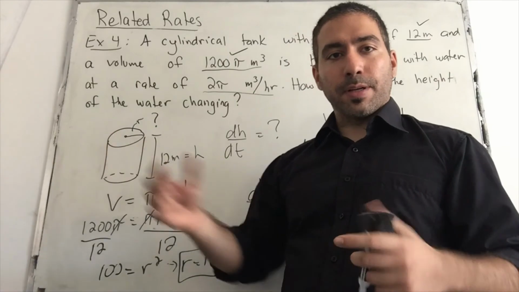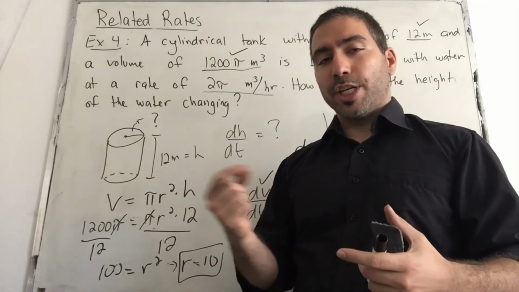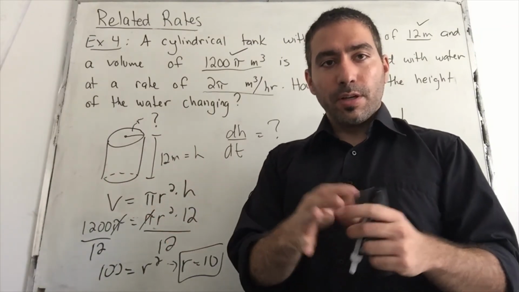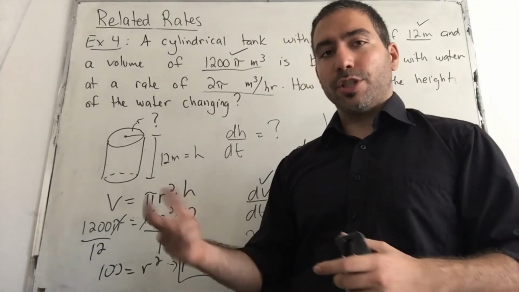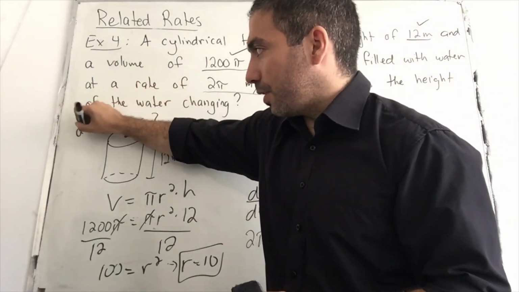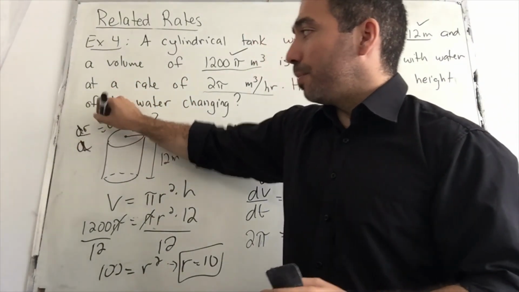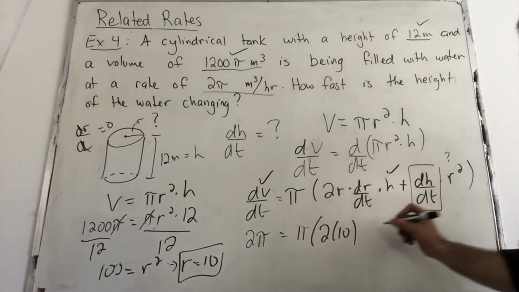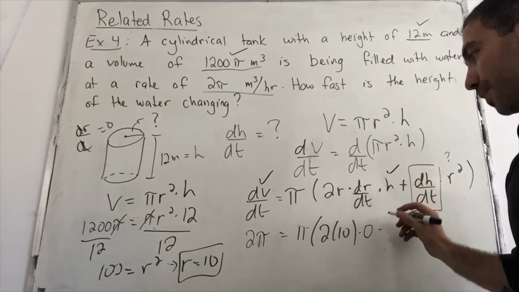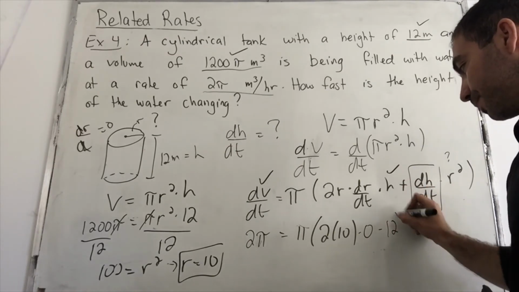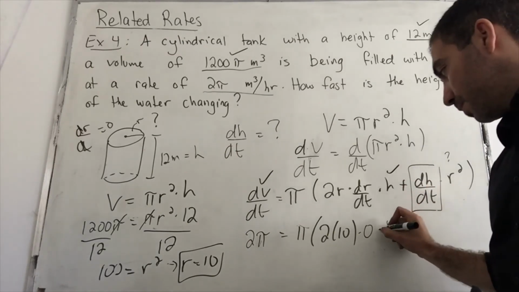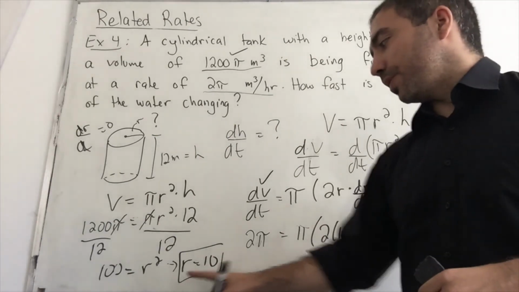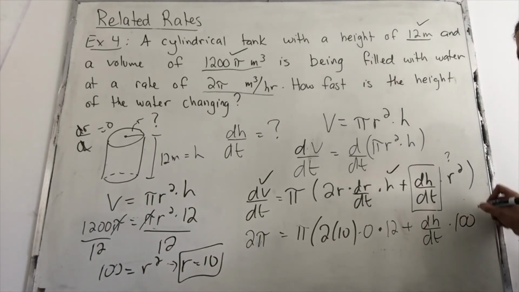Well, the radius does not get bigger or smaller, it stays the same. So the change in the radius is 0, right? Because as you're filling this up with water, it's not getting wider or getting smaller, it's staying the same. So the change in the radius is 0, dr/dt is 0. So they didn't give us that information, but based off our drawing, we have to understand the situation. So this is times 0, and then times height, which is 12, plus dh/dt times the radius squared, which we found was 10 squared, which is 100.